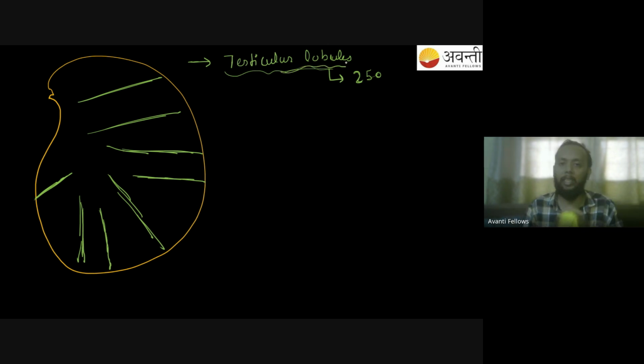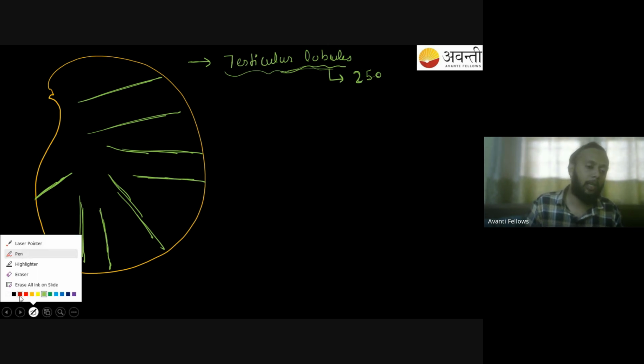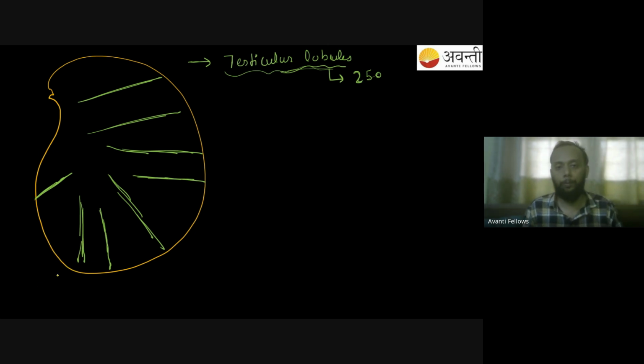So first remember the number of these compartments you get here. Now what do you find in the compartments? Now the question is, what will you get to see in these compartments? What do you actually get to see in these compartments? So in this compartment you will see the presence of seminiferous tubules. So in this compartment you will have seminiferous tubules.